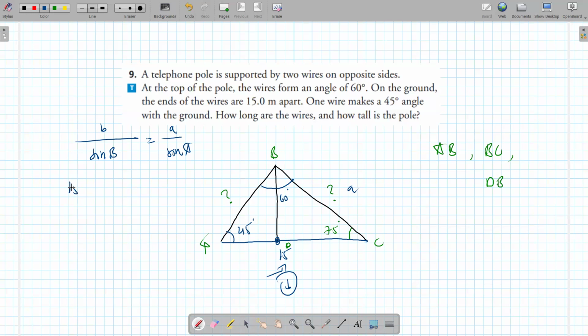So it's going to be 15 is small b. Sine B is 60, so that's b over sine B equals a. We don't know, we're looking for that. a is BC in this case, one of our unknowns. And sine A is 45, like that. So to find BC, multiply both sides by sine 45. So BC is 12.54.